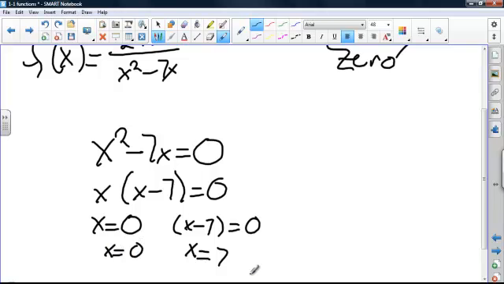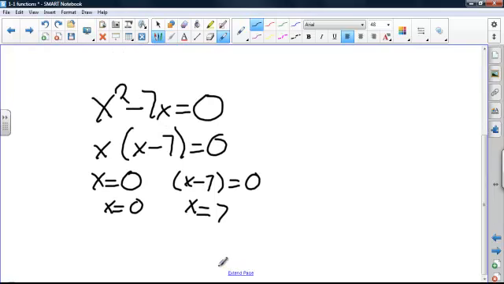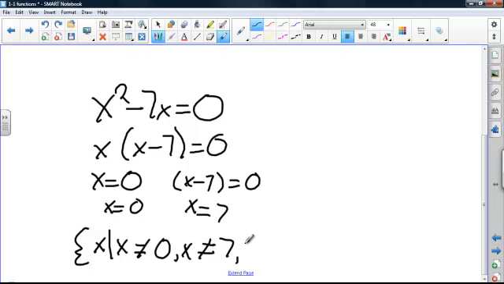Here is the restriction on your domain. And we actually write this in either set builder notation or interval notation. In set builder notation, and yes, you must write it in set builder notation or interval notation, x such that x cannot be 0, x cannot be 7, and x is an element of the real numbers.